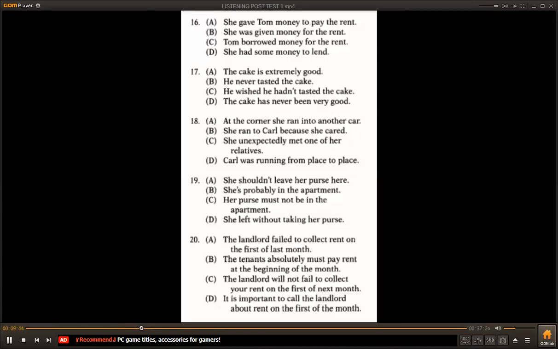Go on to the next page. Number 16. Why were you thanking Tom? He lent me enough money to pay the rent. What does the woman mean?